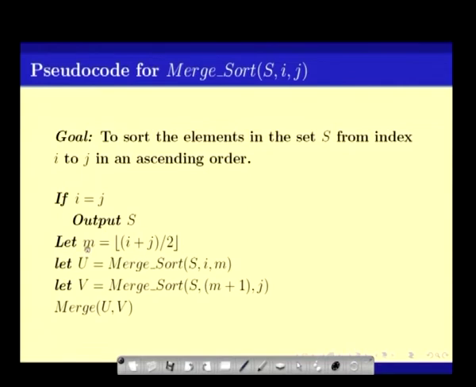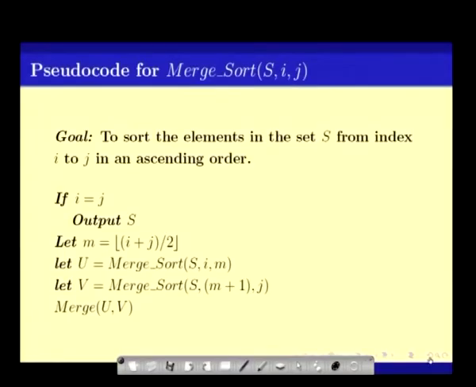Else, we compute the midpoint between i and j, so m is (i plus j) by 2, and let us call u the merge sort of S, i and m. So, I sort the left half; u is the sorted list of the left half. Similarly, v is the sorted list of the right half, and then we merge u and v, and that would give us the sorted list. That is the merge sort algorithm.